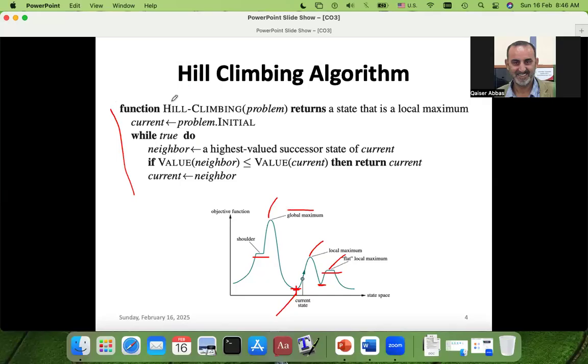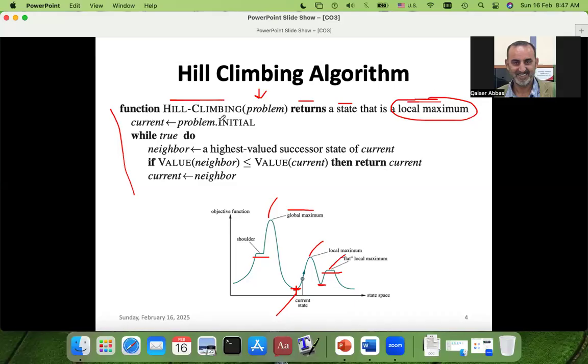So for example, here this is hill climbing. We are passing any problem into it, and it will return a state, which would be a local maximum. Local maximum is guaranteed, but global maximum is not. That's why here we are only writing local maximum. And if you execute this algorithm in the reverse direction, it will give you a local minimum.